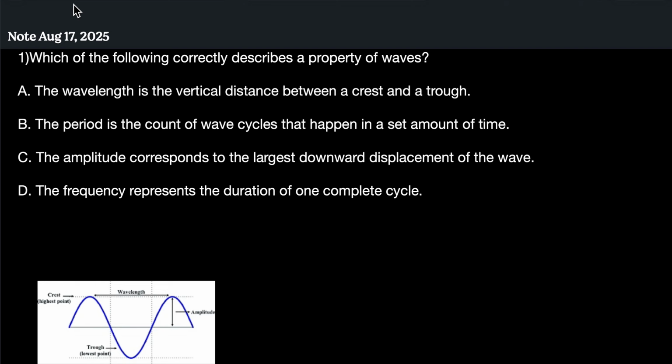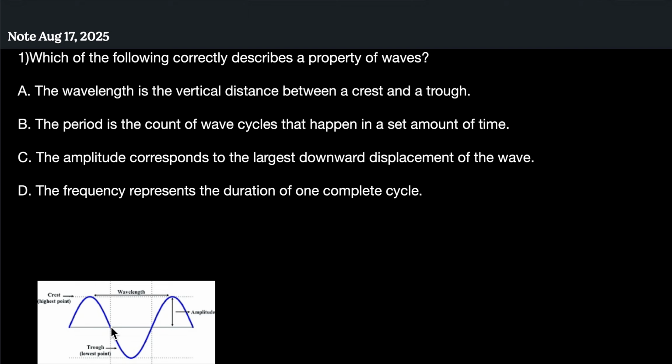Okay, for A, the wavelength is not the vertical distance between the crest and the trough. The wavelength, as you can see in this picture, is the distance between any two consecutive points on a wave. So this one, or between this one, or between this one and this one. So any consecutive points on the wave.